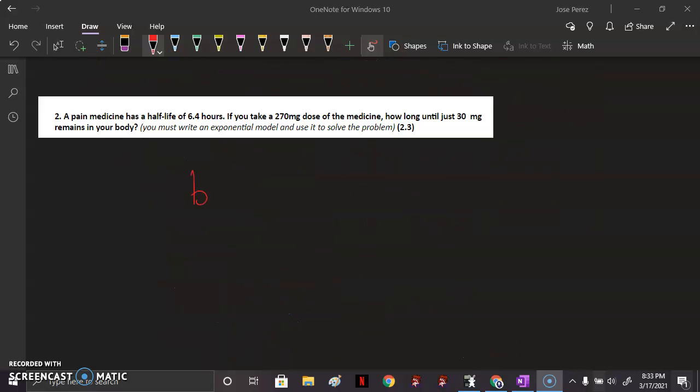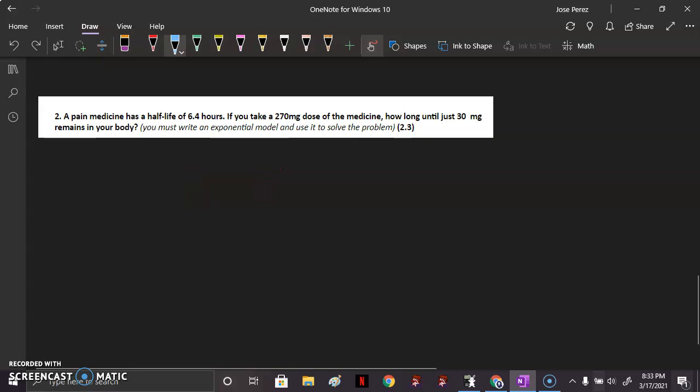So in this model, we're going to be doing half-life, which is: a pain medicine has a half-life of 6.4 hours. If you take a 270 milligram dose of the medicine, what we want to know is how long until 30 milligrams remain in your body. And we're going to create the model. Let me show you. It's the base, the starting amount, b, to the e, to the rate times x, which is time, equals y. So let us get started then.